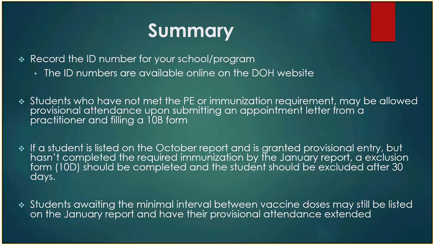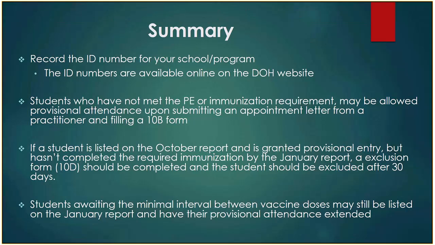In summary, please remember to record the ID number of your school or program that was provided on the pre-filled EPI forms. The ID numbers are also available online on the DOH website. If a student does not meet the physical examination or immunization requirements, a provisional entry form, 10B, may be filed granting the student provisional entry upon submitting an appointment letter from a practitioner stating that they are working towards meeting the requirements.